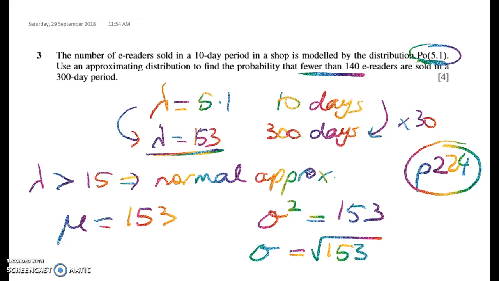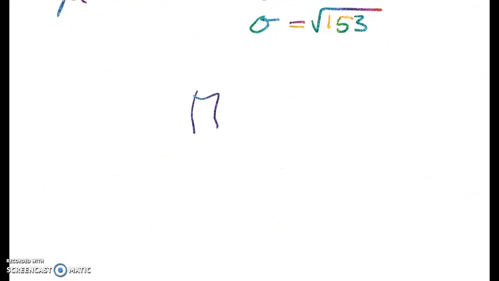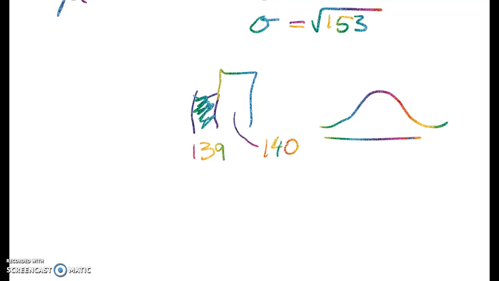Now, the other big thing we've got to remember is that a Poisson distribution is a discrete distribution. So we're looking for the probability of fewer than 140 e-readers. That means we want to include 139 e-readers, but we don't want to include 140 e-readers. When we turn to the normal distribution, we're working with a continuous distribution, so we need a continuity correction.